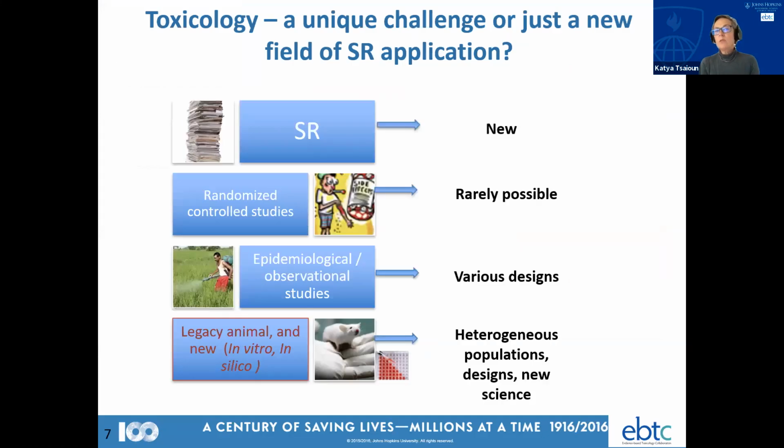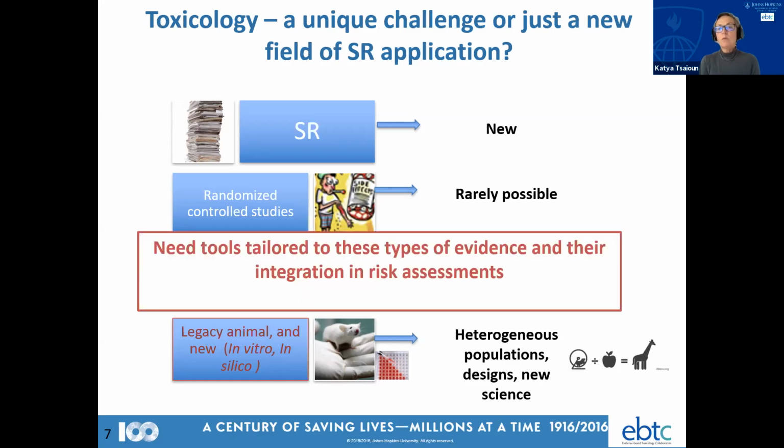So the systematic reviews in toxicology is rather new. And as you all know, randomized controlled trials in toxicology are rarely possible for ethical reasons. And there is a very heterogeneous evidence base in toxicology that includes various species of animals and new scientific methods such as in vitro, stem cells, organ on chips, and more in silico computational methods. So there are new tools that are tailored to this type of evidence that are needed, and that's a big part of what we're working on, and that's what we're going to be talking about today.